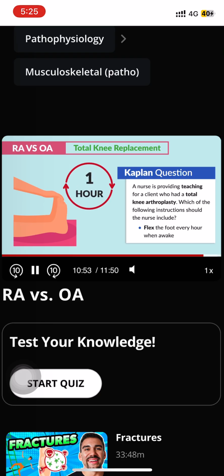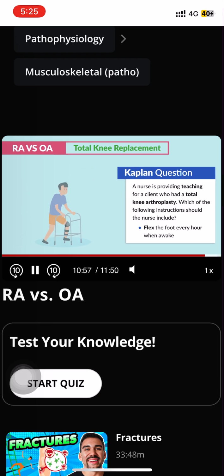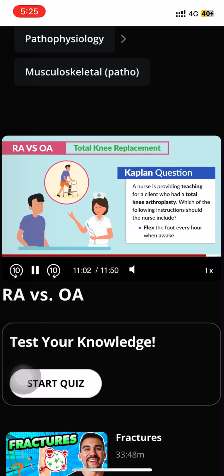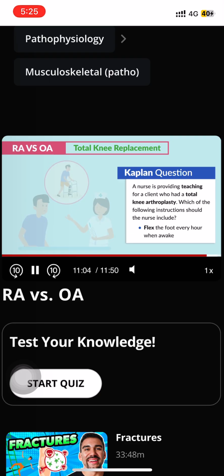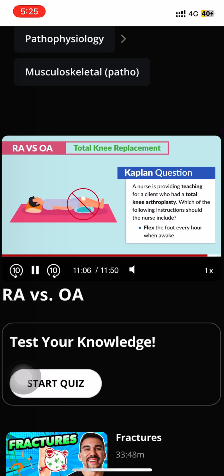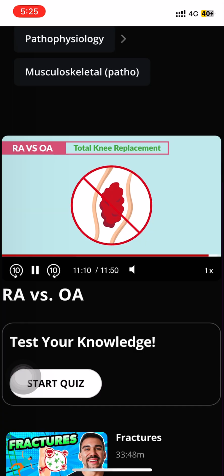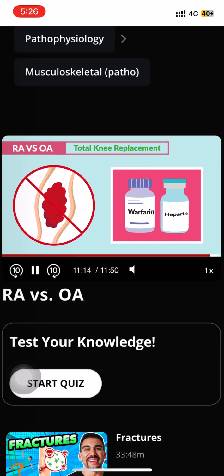Flex the foot every hour when awake. Yes. And always ambulate early. Bearing weight on the knee with ambulation is recommended. And again, never place a support pillow under that operative knee. And lastly, we also prevent DVT blood clots by giving blood thinners, like heparin and warfarin.